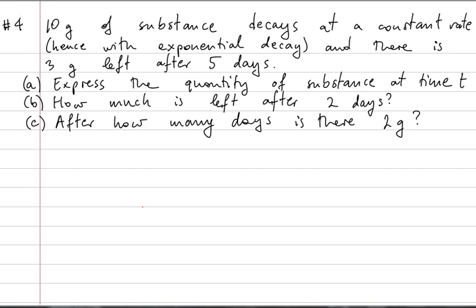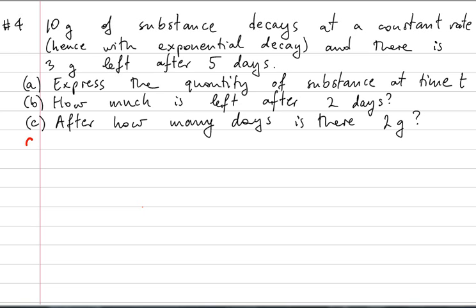Let's solve an exponential problem. 10 grams of substance decays at a constant rate, which means that the substance behaves with an exponential decay. And there is 3 grams left after 5 days. Part A is asking us to express the quantity of substance at time t.